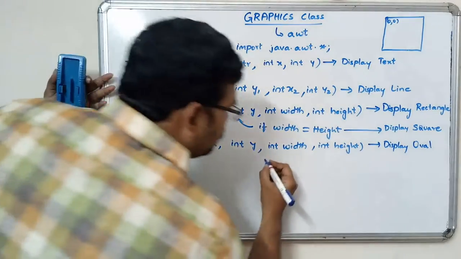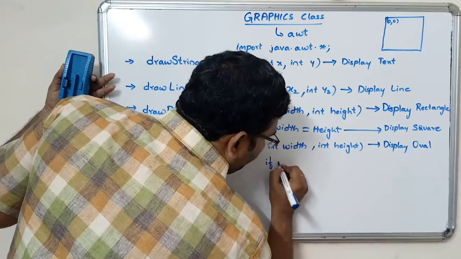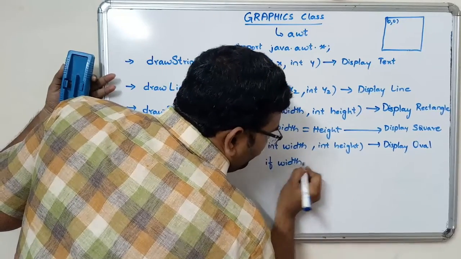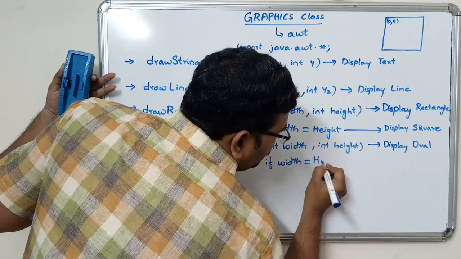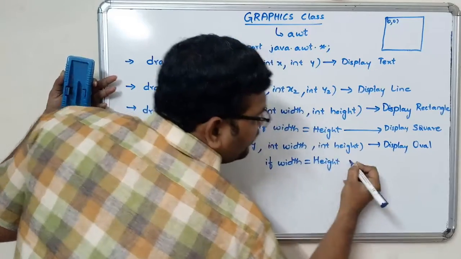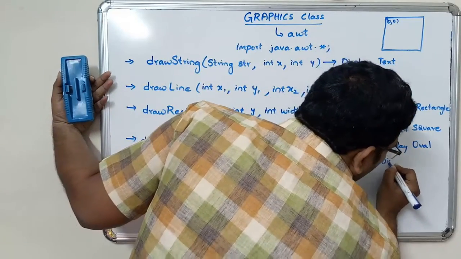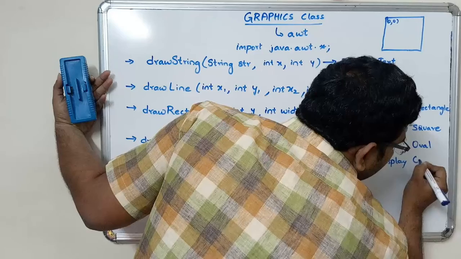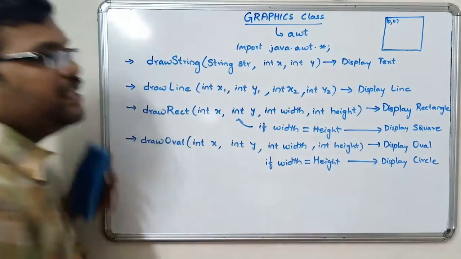And here also, if width is equal to height, it will display a circle.